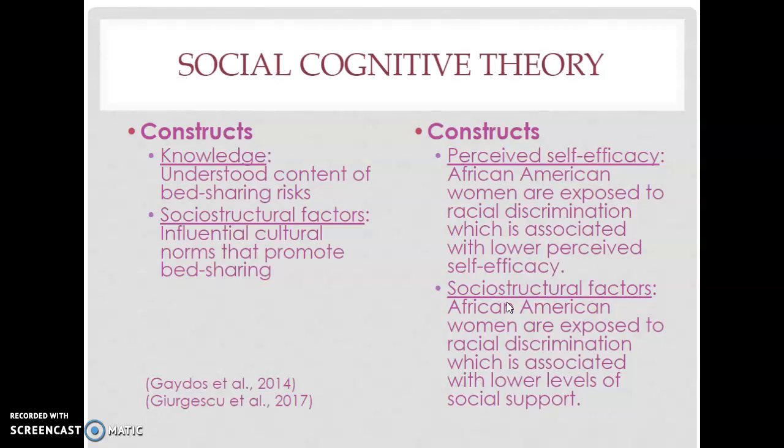The constructs, specifically sociostructural factors and perceived self-efficacy of the social cognitive theory, were used to examine the effects of racial discrimination and distress on perceived self-efficacy among pregnant women within the African American community. African American women are more likely to be exposed to racial discrimination and to experience psychological distress compared with white women. Women who reported more experiences of racial discrimination also reported lower levels of social support and psychological well-being.